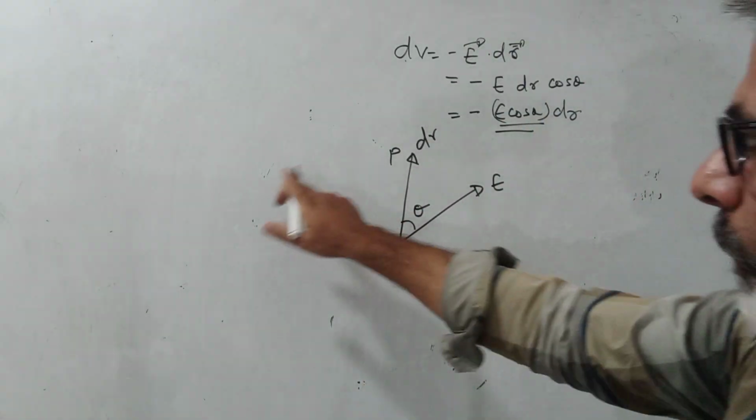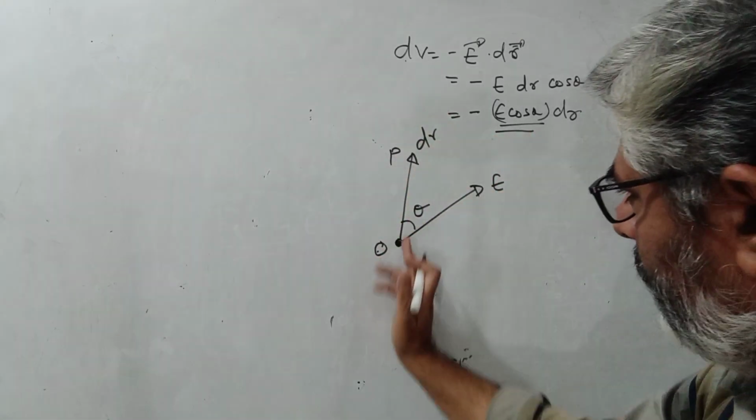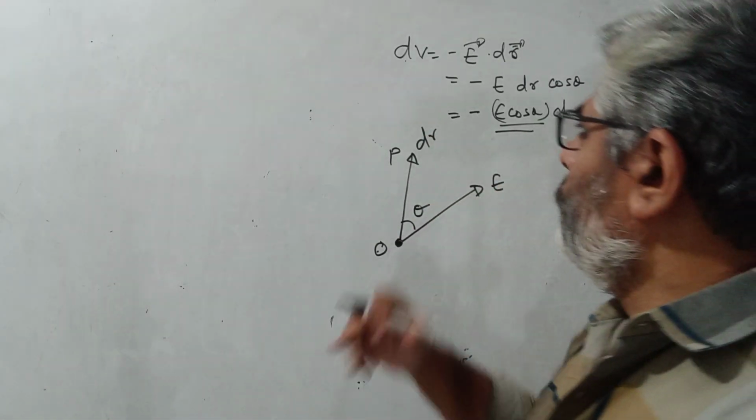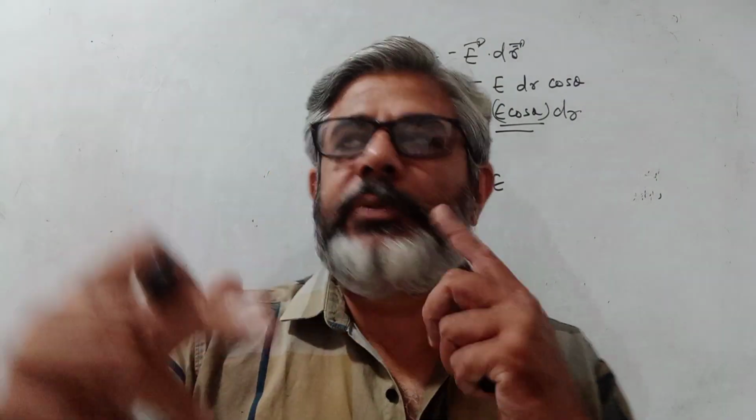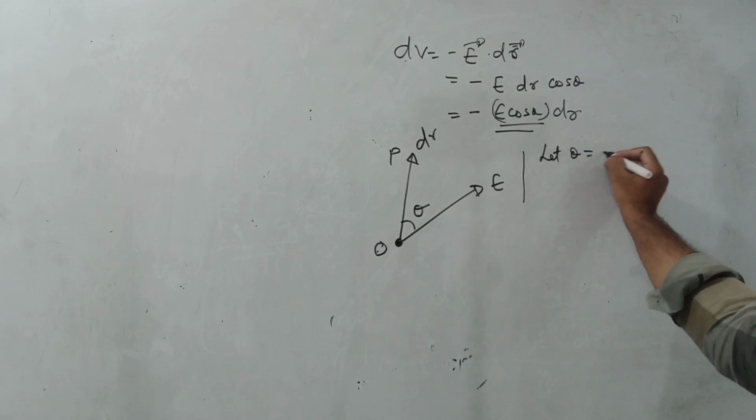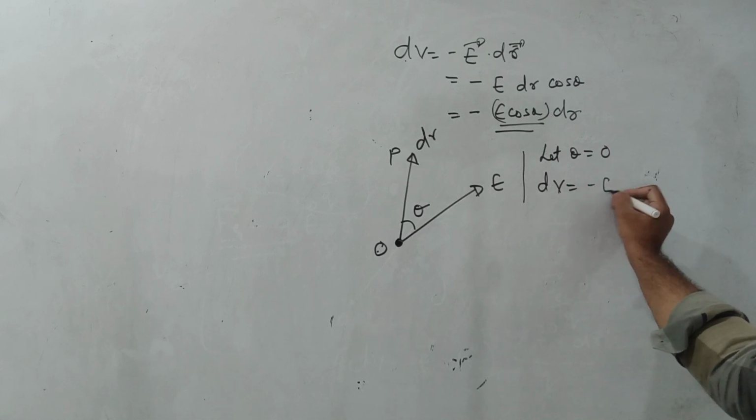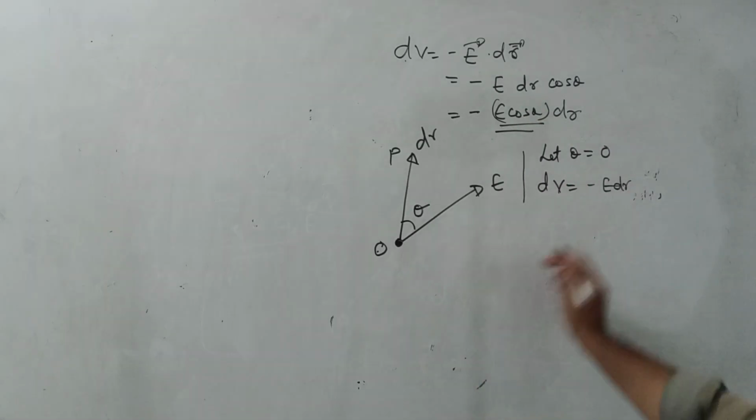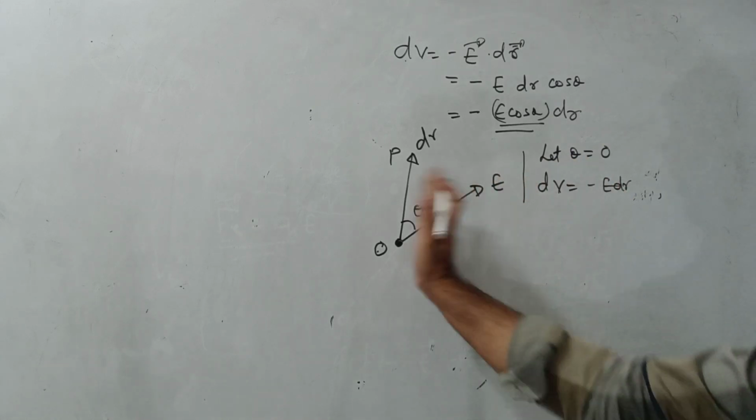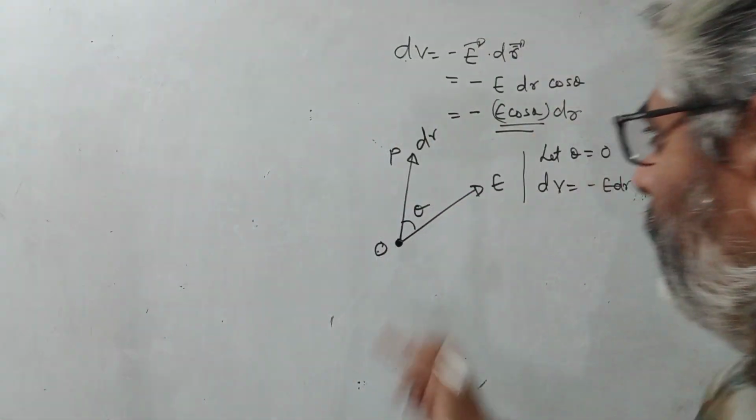So if you know the component of electric field in this direction, which is E cos theta, and multiply with that small distance, then you get the value of potential difference between those 2 points. Now to make it simpler, let theta be 0, then we get dV equals to, cos 0 is 1, minus E dr. So potential difference between any 2 points, now theta 0 means you are moving in the direction of electric field, so that makes it simpler.